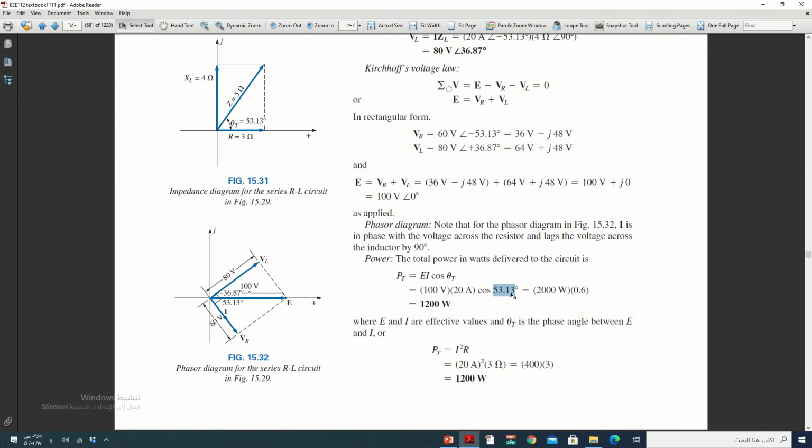Theta V was 0, and the current was minus 53. This means 0 minus minus 53 will be 53. And even if you write cosine minus 53, you will get the same answer, since cosine is an even function. You will get 0.6. 0.6 multiplied by 2000 will be 1200 watt. Okay.